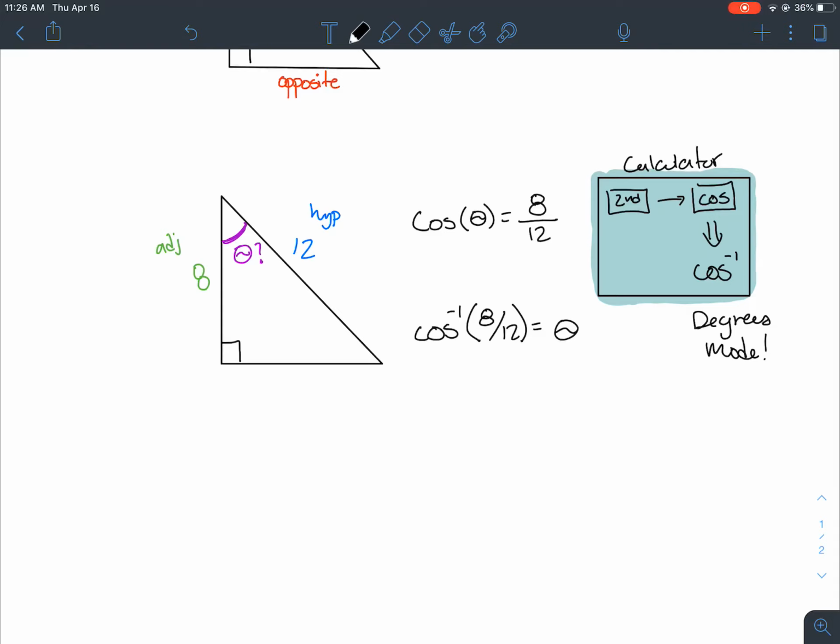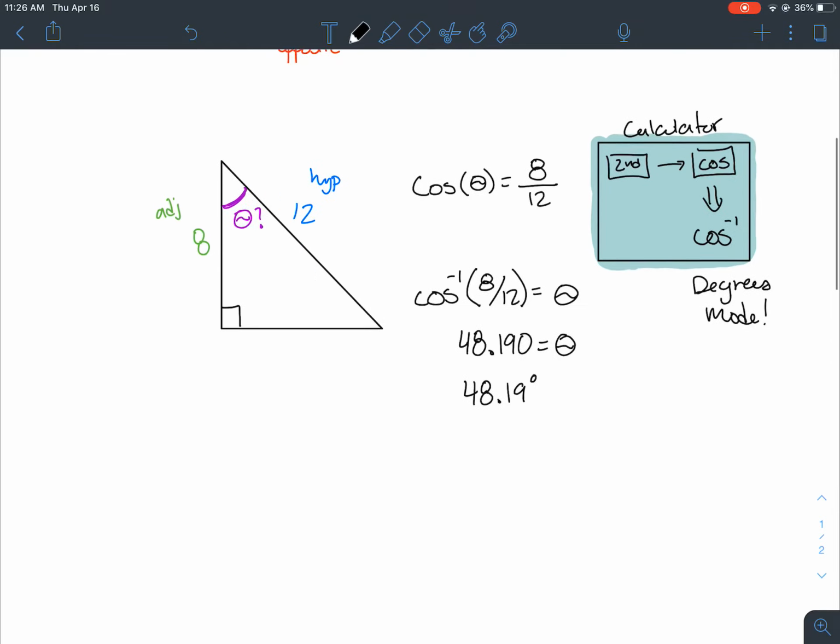Very important, degrees mode. So on my calculator, I'm going to hit second cosine 8 divided by 12. And it's going to give me an angle. So in the calculator, this says that my angle is 48.1896. So I'm going to round that to 3 decimal places just because, and I'm going to get 48.190. So that missing angle is actually 48.19 degrees.